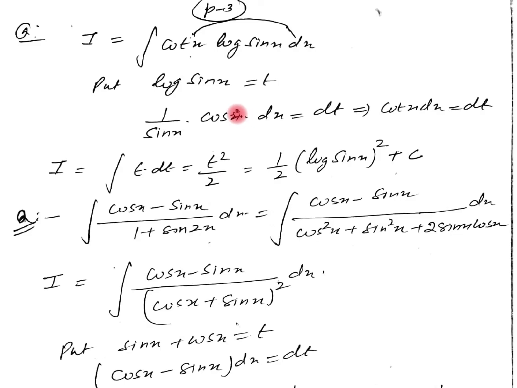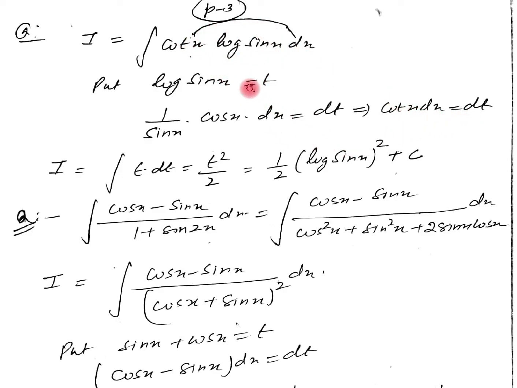Now the next question is integral of cot x into log sin x dx. Again taking log sin x equal to t, because we know the derivative of log sin x is cos x upon sin x, that is cot x. Now I am taking log sin x equal to t. Differentiating, it is 1 upon sin x into the derivative of sin x, which is cos x. Then it becomes cot x dx equal to dt.